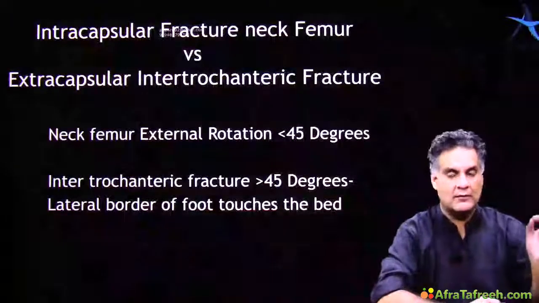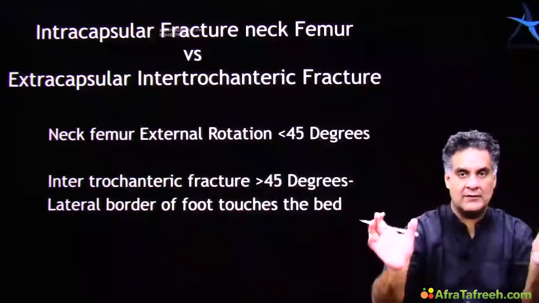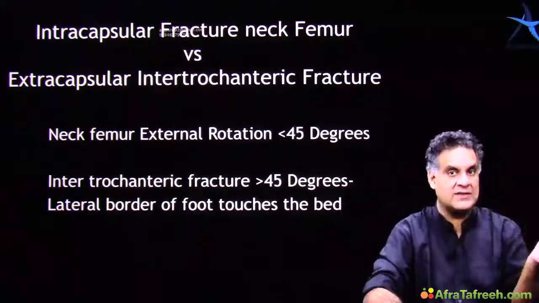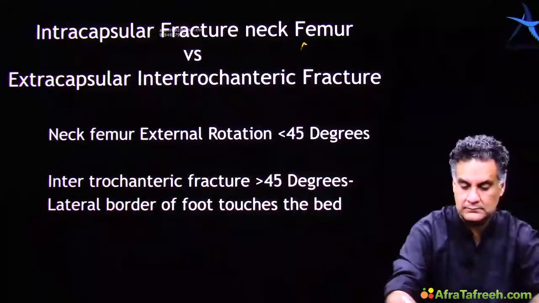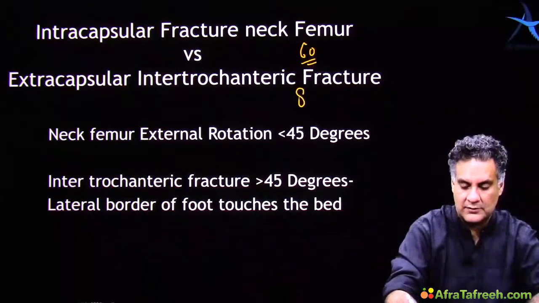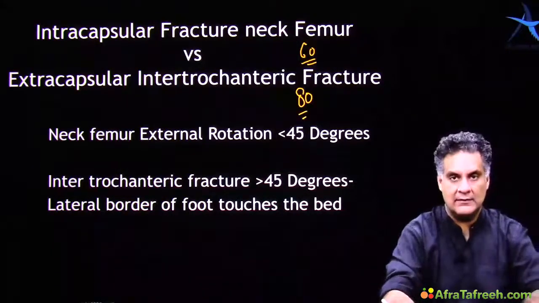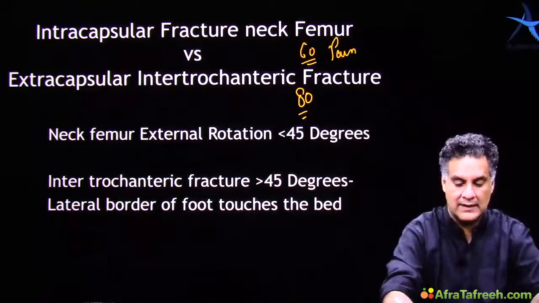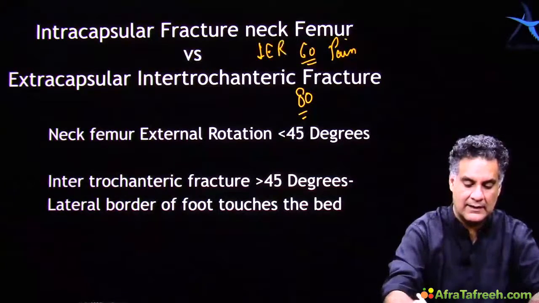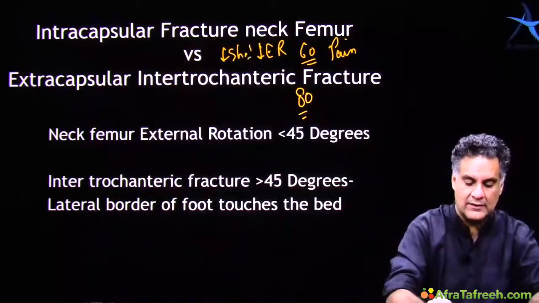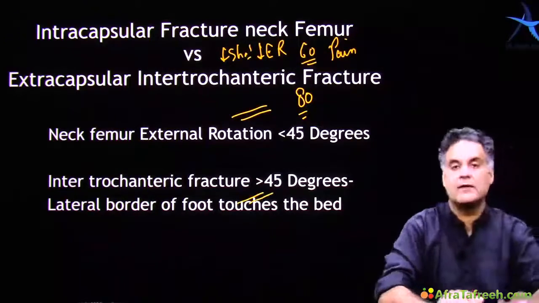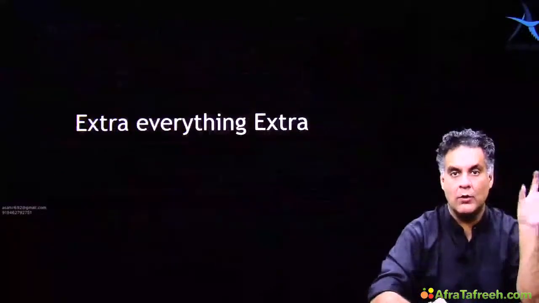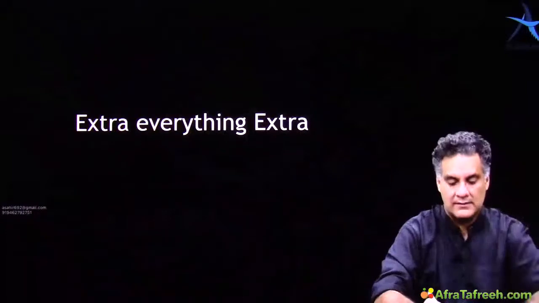So when I look at the neck femur and intertrochanteric, also called extracapsular fracture, the intracapsular fractures present at a lesser age, usually around 60. Extracapsular usually present around 80. Intracapsular fractures have less pain, less shortening and less external rotation, whereas intertrochanteric fractures have more external rotation. The lateral border of the foot touches the bed and they have marked shortening. So all the clinical features are more in extracapsular. So extra, everything is extra.